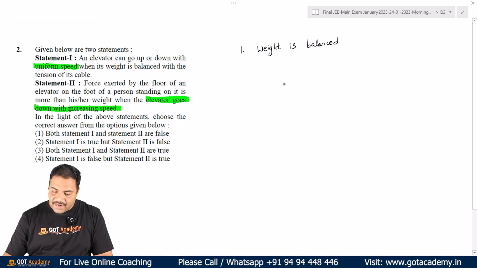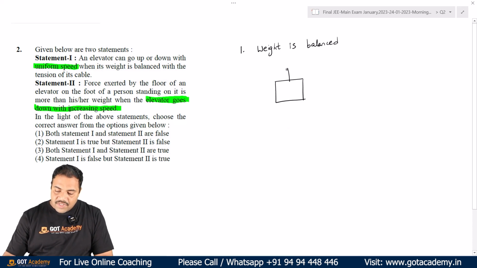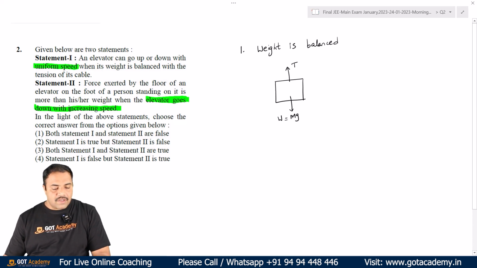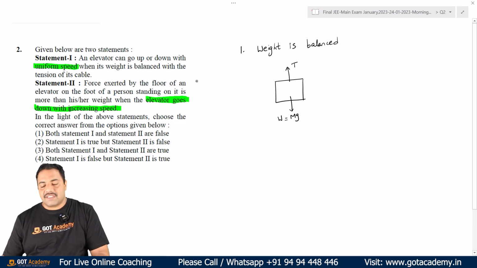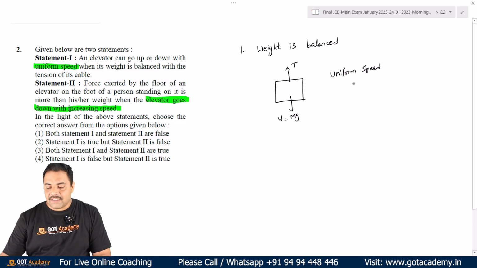So, what does it mean? Let me say this is an elevator subjected to a tension force, and this downward force is mg, which we call weight. When the elevator is moving with uniform speed, weight is said to be balanced. Let us see that. Uniform speed means the acceleration is equal to 0.